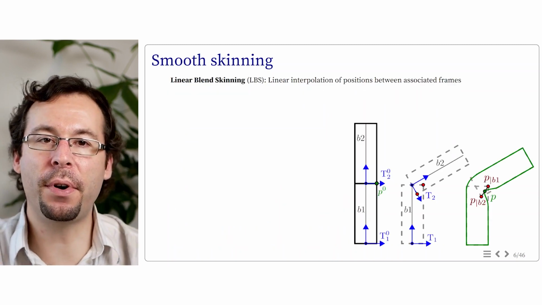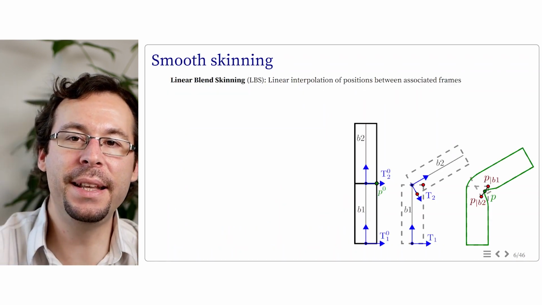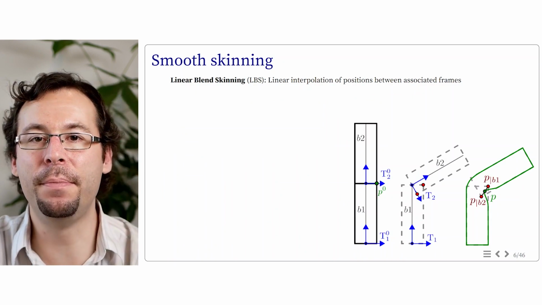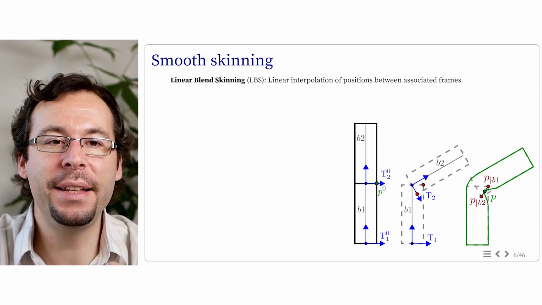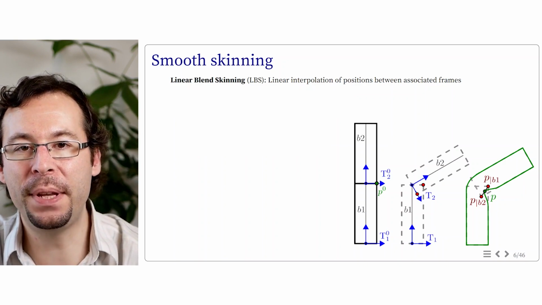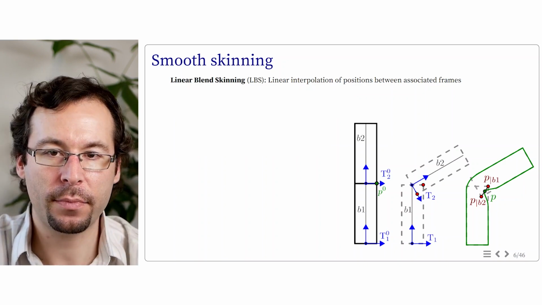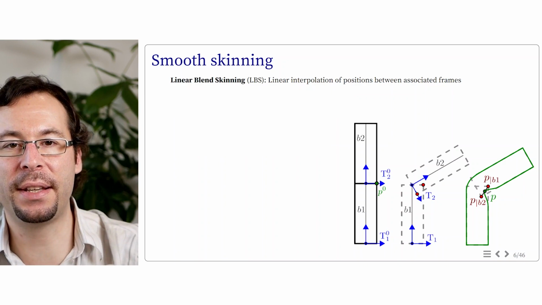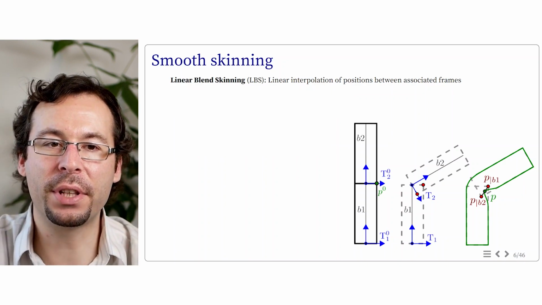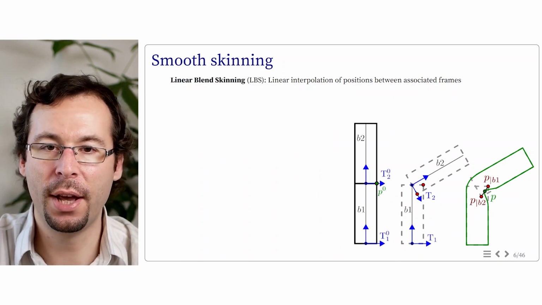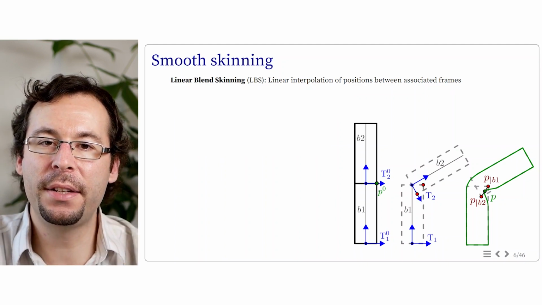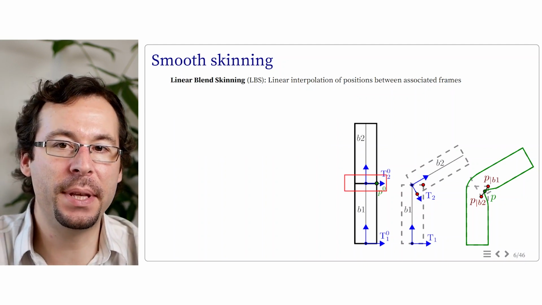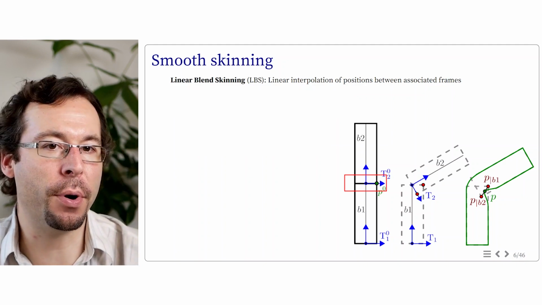And so this leads to the formulation of the so-called linear blend skinning, or LBS in short, that consists in interpolating linearly the position between different frames. So let us look at this example of a cylinder that contains two joints and bones, B1 and B2. The problem related to the rigid skinning mostly appears at the junction between the two bones.